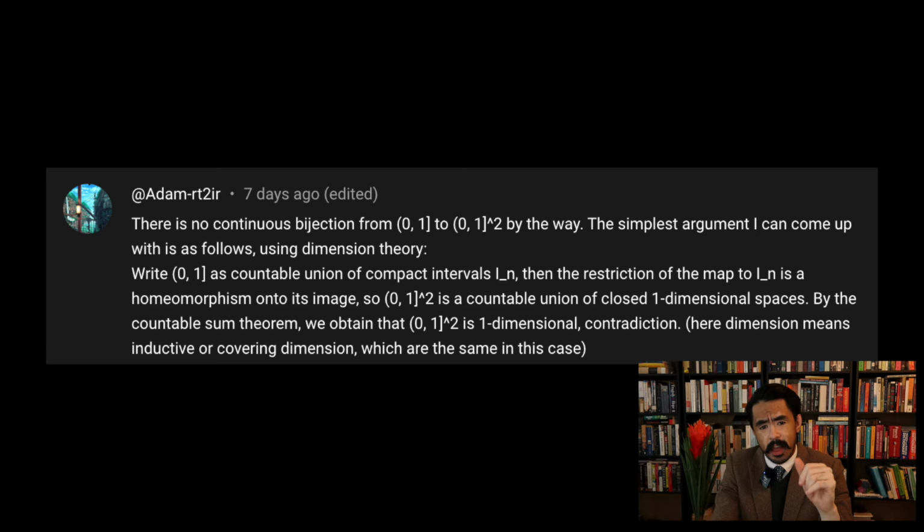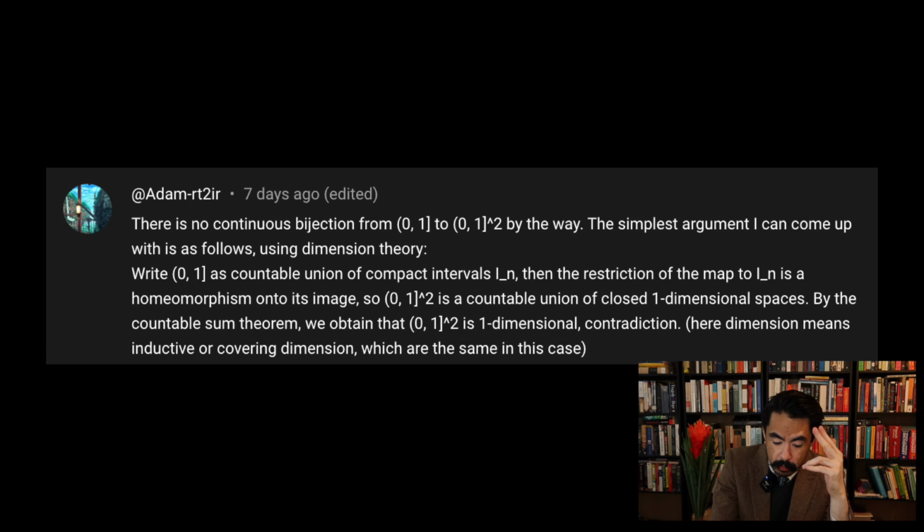Honestly, the comments section on that video is turning into almost like a Stack Overflow style, continuous refinement of just great insight into this problem, just adding more detail. And yeah, so we have, there's no continuous bijection from the interval [0,1] to [0,1] squared, by the way.